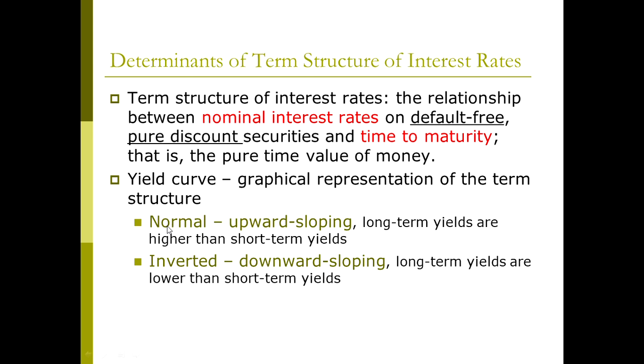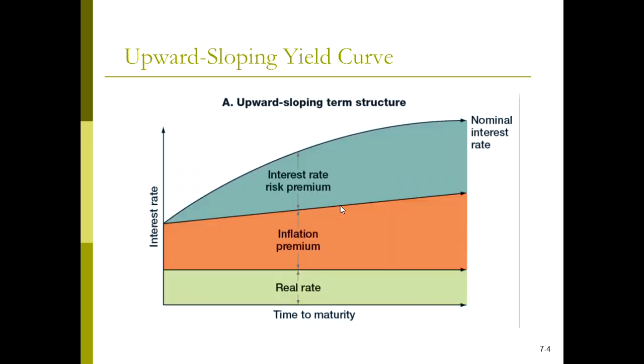We have the normal yield shape, which is upward sloping, which means long-term yields are higher than short-term yields. Well, we could also have an inverted or downward sloping yield curve, which means the long-term yields are lower than the short-term yields. Okay? So the yield curve is the representation of the term structure. It can take any shape, could be upward sloping, could be downward sloping. So let's take a look.